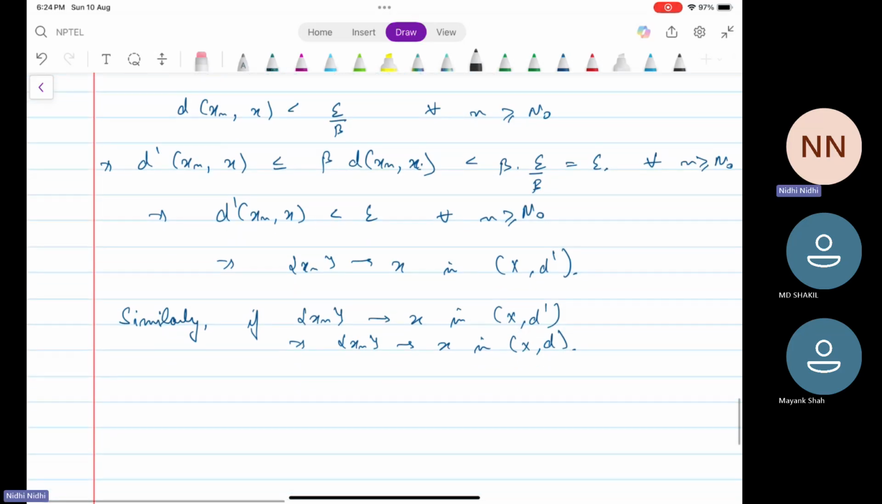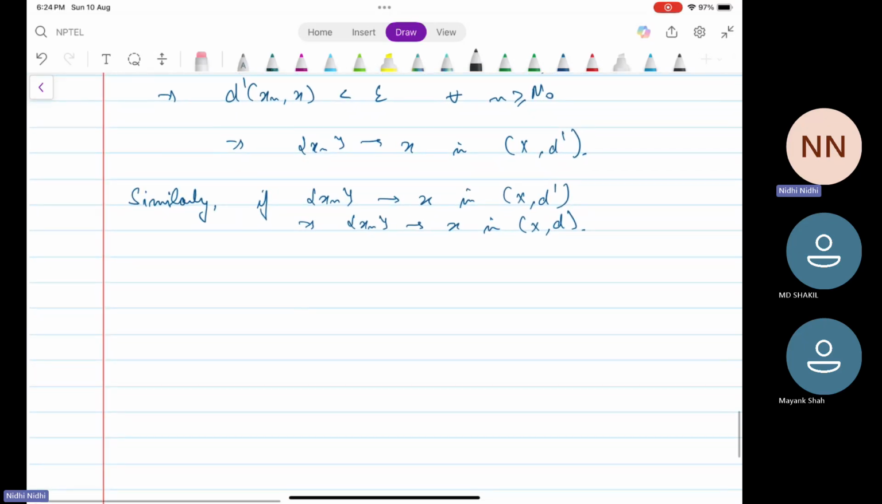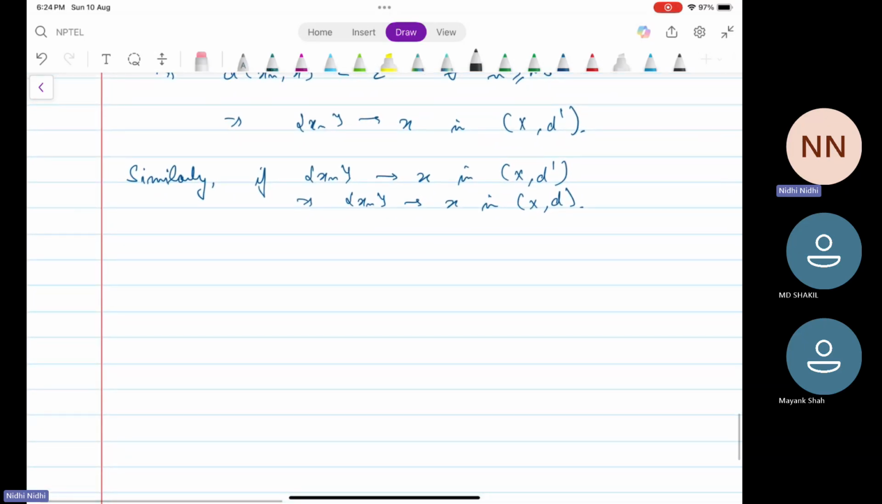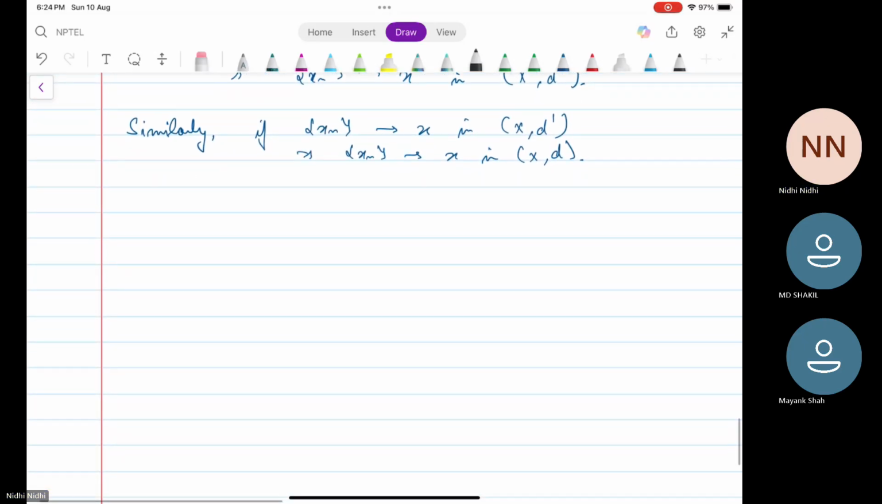Next, we will see that this happens even if we have just equivalence. That means even if we do not have strong equivalence, that means for the case of mere equivalence, in that case also, the convergence is the same.